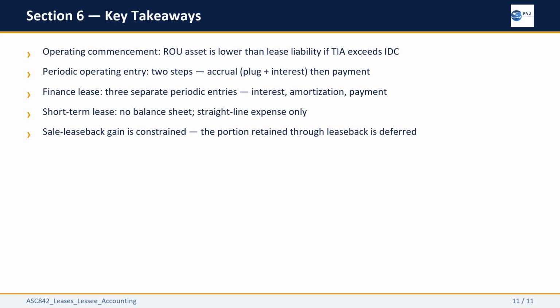The journal entries in this section bring together everything from the first 5 sections. The commencement entries set up the balance sheet correctly. The periodic entries maintain the amortization schedules. The modification entries implement the analysis from Section 5. And the sale-leaseback entries apply the sale test result directly to the debit and credit structure. In Section 7, we move to financial statement presentation and the disclosure requirements that let users of the financial statements understand your entire lease portfolio.